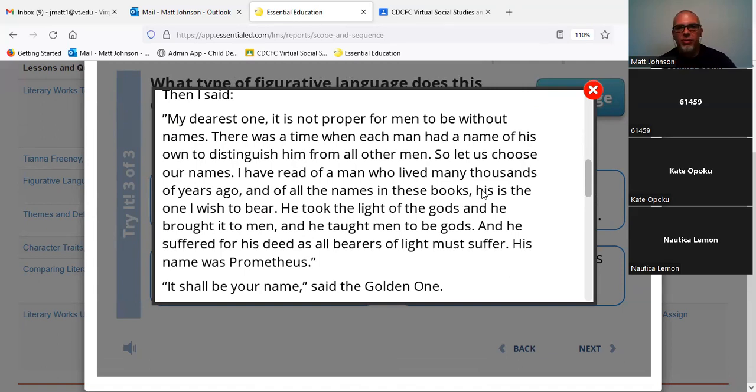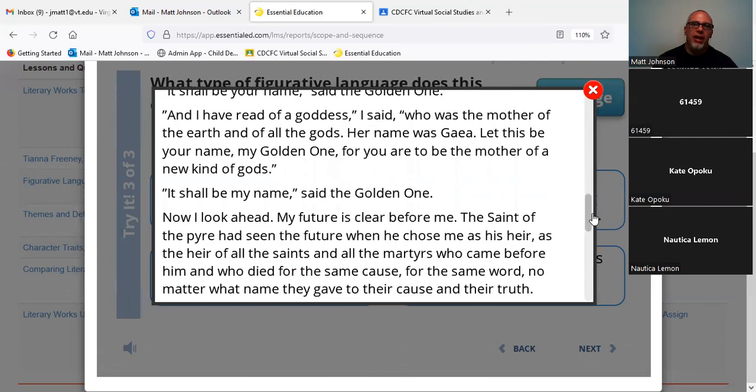I have read of a man who lived many thousands of years ago, and of all the names in these books, his is the one I wish to bear. He took the light of the gods and he brought it to men, and he taught men to be gods. And he suffered for his deed as all bearers of light must suffer. His name was Prometheus." "It shall be your name," said the golden one. "And I have read of a goddess," I said, "who was the mother of the earth and of all the gods. Her name was Gaia. Let this be your name, my golden one, for you are to be the mother of a new kind of gods." "It shall be my name," said the golden one.